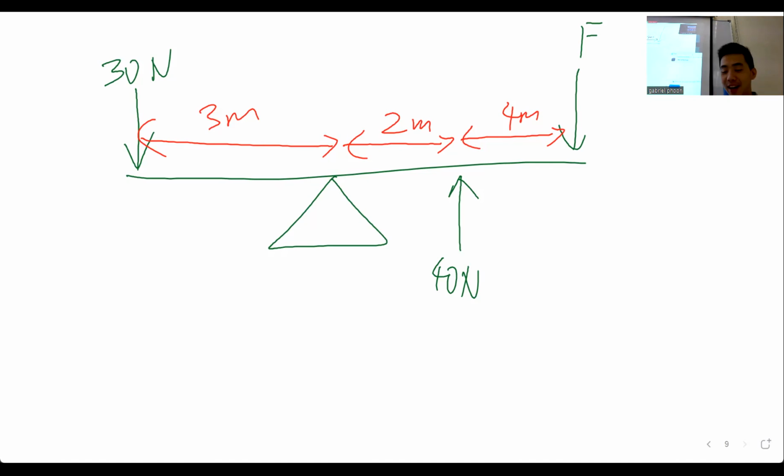Wow, no one can do this. I'll give you a hint, okay, guys. First and foremost, you're supposed to find how many are anti-clockwise and how many are clockwise. Yes, correct. That's moments in equilibrium. The anti-clockwise moments must be equal to the clockwise moments.